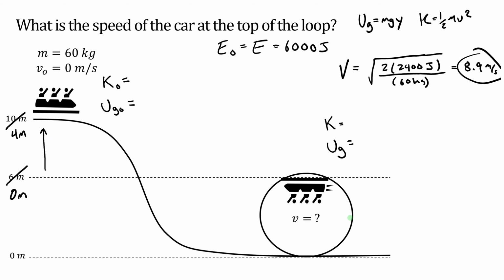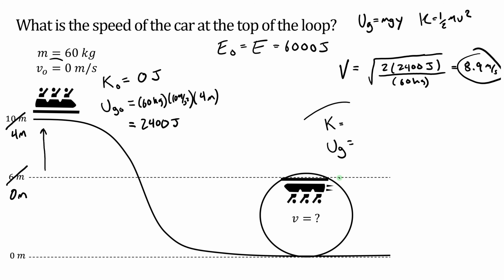Well, in the beginning, I still have a kinetic energy of 0 because I'm at rest. And when I calculate mgy, I'm going to get a different number. So 60 kilograms times 10 meters per second squared times 4 meters. This is going to give me 2,400 joules. Interesting. That number seems familiar.